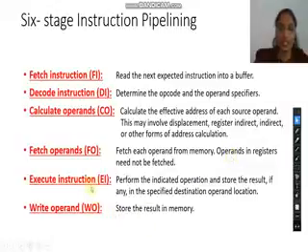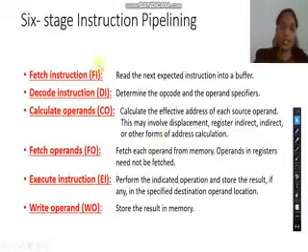And the 5th stage is the execute instruction. Once the source operands are fetched from the memory, the required operation has to be performed by the CPU using the ALU unit, and the result has to be stored in the given destination operand location. Finally, the write operand stage, where the result has to be stored in the memory.